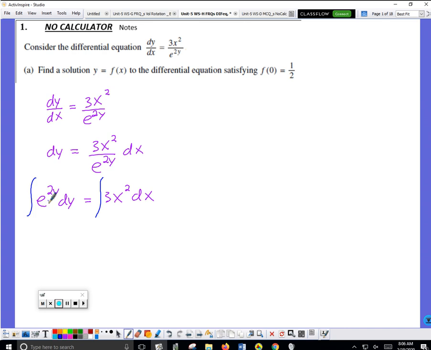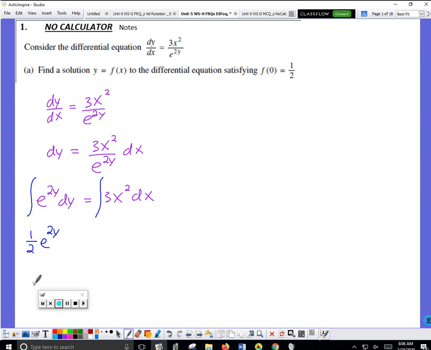So I simply write down the antiderivative. 1 over a, e to the ax plus b. You don't have to write plus c. We're trying to find an equation that will make this equation true. The equation that we solve for will have a constant, but we can just kind of put that on at the end. Like, we don't have to do it along the way, we just add it at the end.